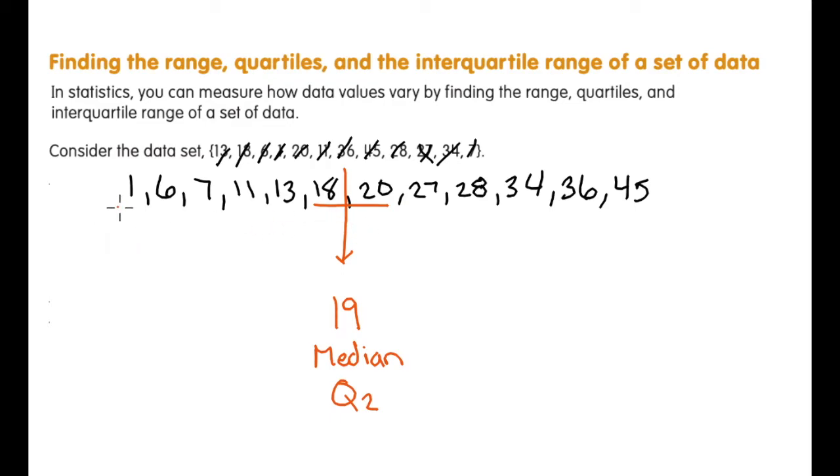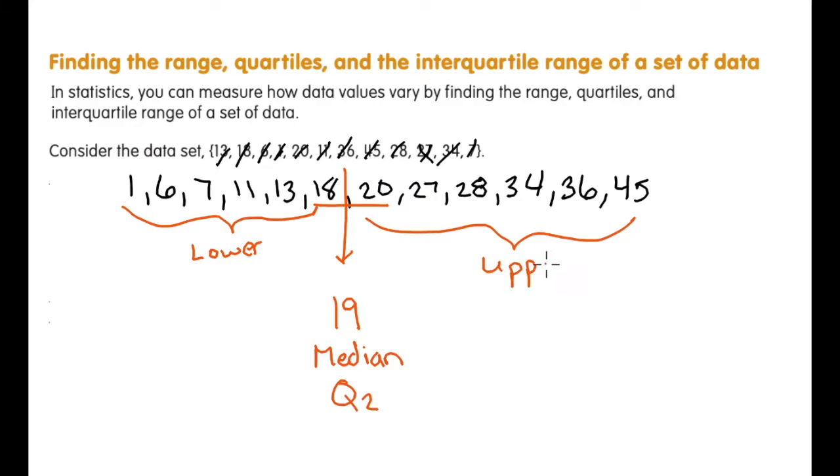What this created was a lower half of data and an upper half of data. To find our other two quartiles, we need to find the median of the lower half and then the median of the upper half.